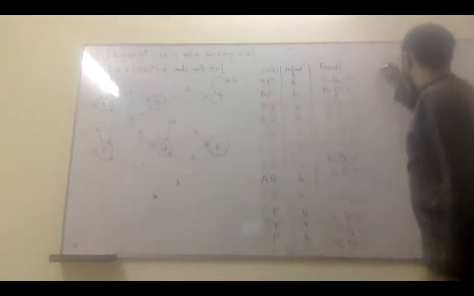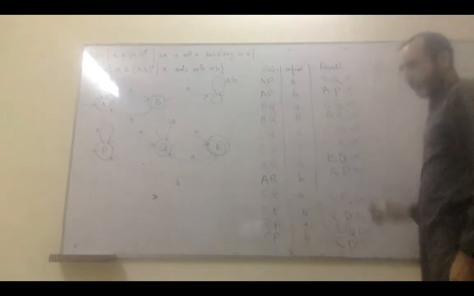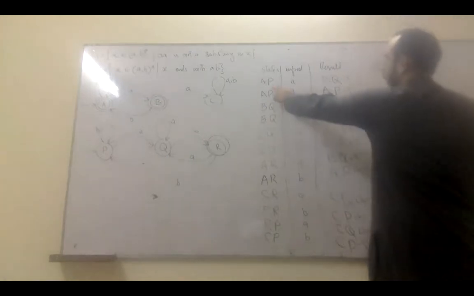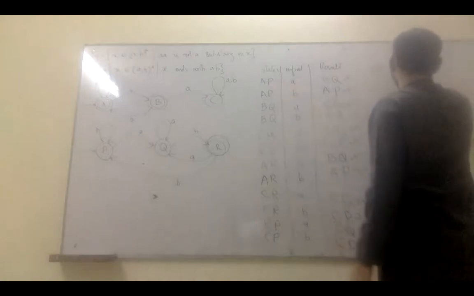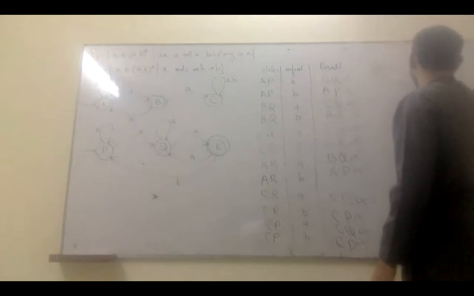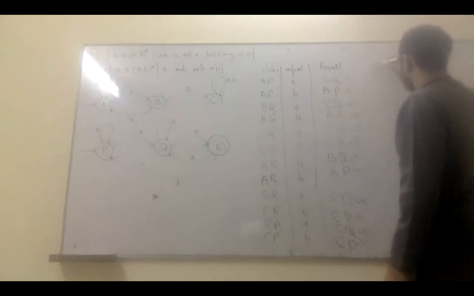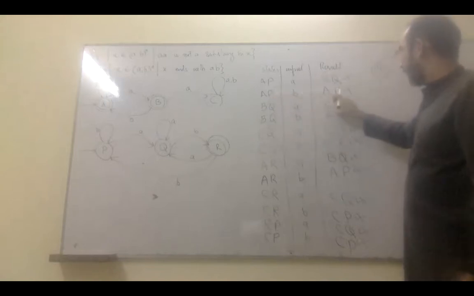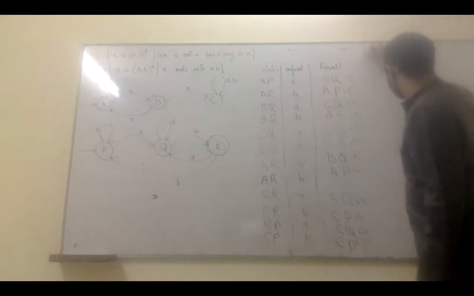So from AP, so AP is a state, and from this AP, by taking A, I am reaching at BQ. So I can draw BQ here. So by taking A, this is the A. And AP, by taking B, I am reaching at AP. So this is the loop with B.